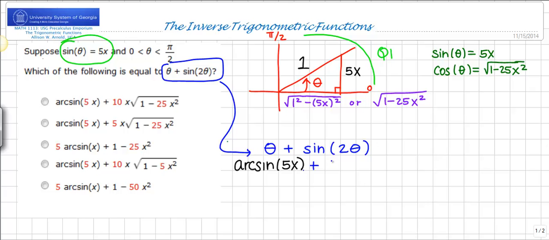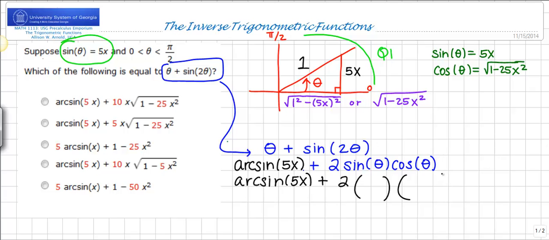Alright, sine of 2 theta is an identity: 2 times sine of theta times cosine of theta. Alright, let's fill in the blanks here. So we have the angle theta, which is the inverse sine of 5x. And then we have plus 2 times the sine of theta, which is 5x, times the cosine of theta, which is the square root of 1 minus 25x squared. And this would be our expression for theta plus sine 2 theta.